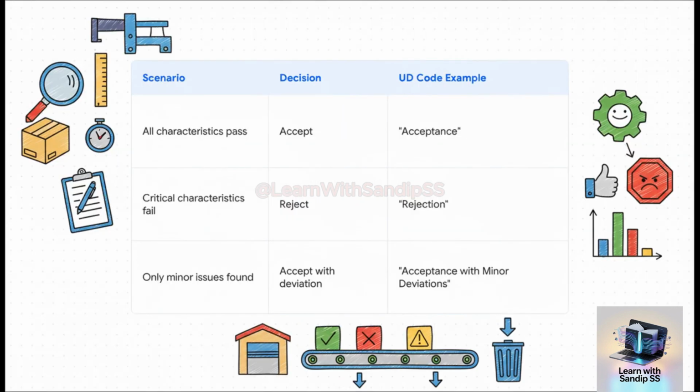Just take a look at this table. It makes it super clear. If everything is perfect, you pick the acceptance code. Easy enough. If something critical fails, you hit rejection. But here's the really interesting part. What if there are just a few minor issues? For that, you might have a code like acceptance with minor deviations. See, it's still an acceptance, but it flags the fact that, hey, this wasn't a perfect batch.